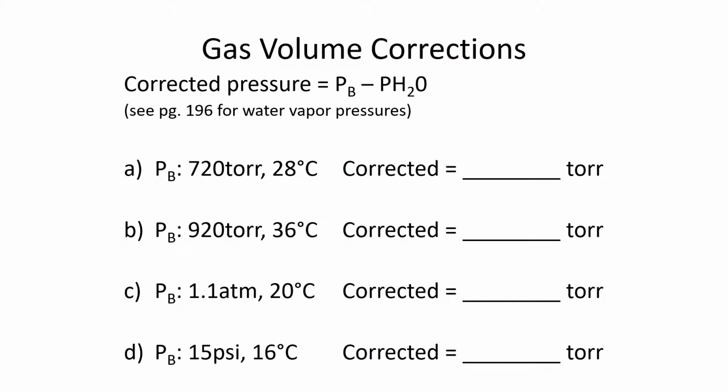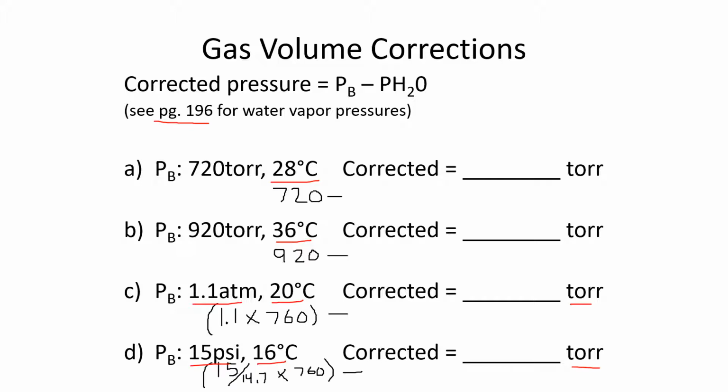Corrected gas volumes. So the atmospheric air that we breathe in contains water and water vapor. So water's not going to be involved in exchange. So we're going to have to remove that volume when we're calculating our ventilation. So we'll use the figures in your book, page 196, to correct. So it's just subtract whatever the vapor pressure is at the given temperature. So if you're not in the desired units, then just convert to the desired units first.